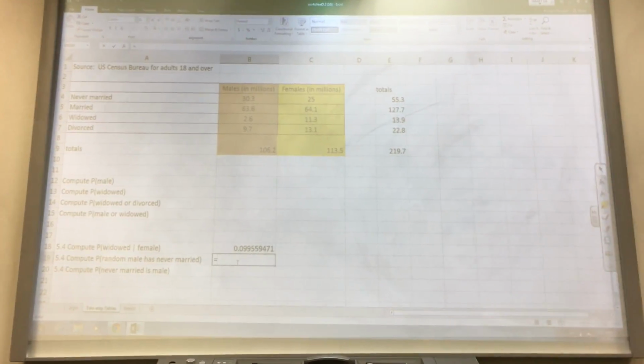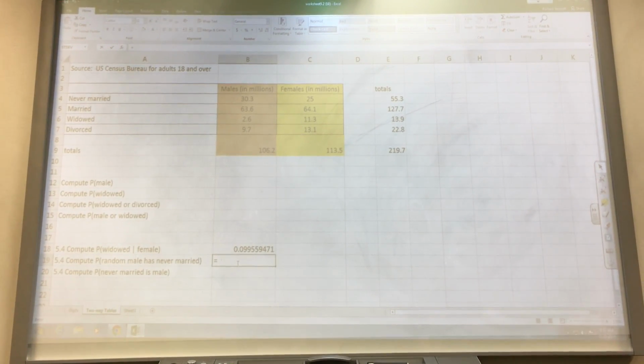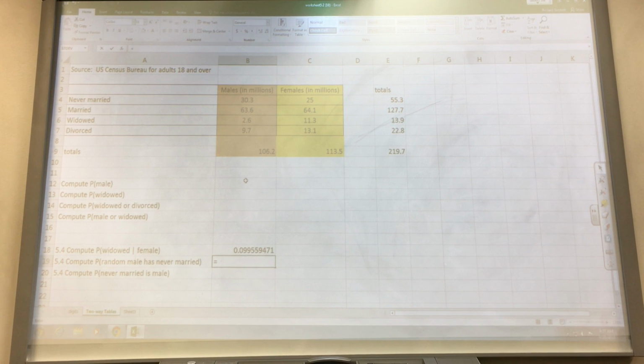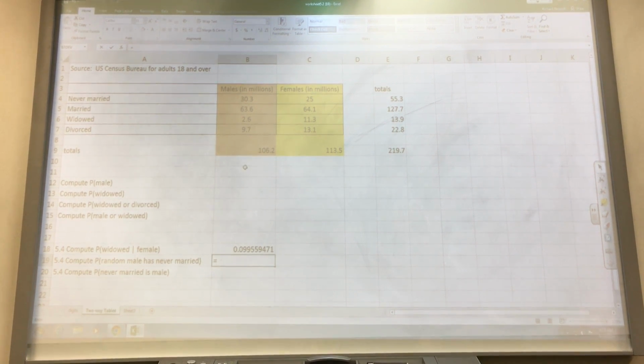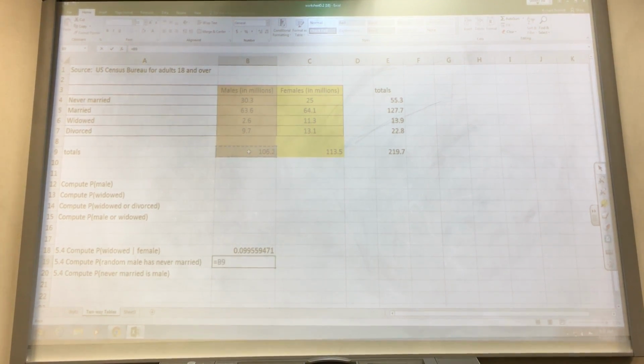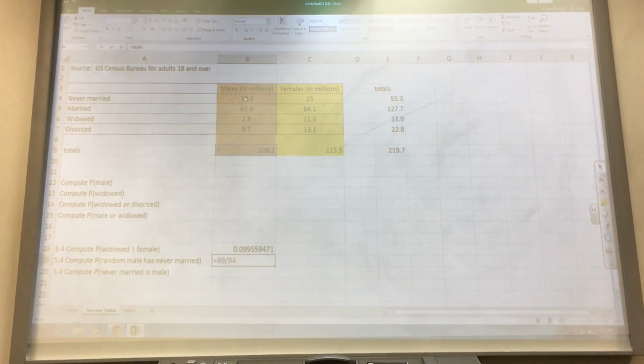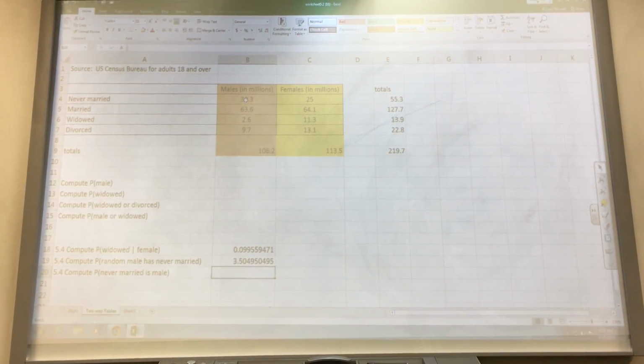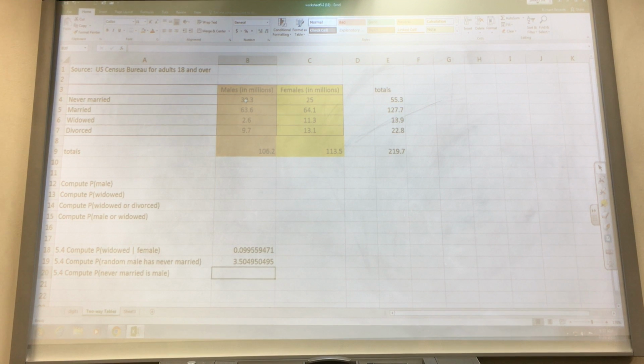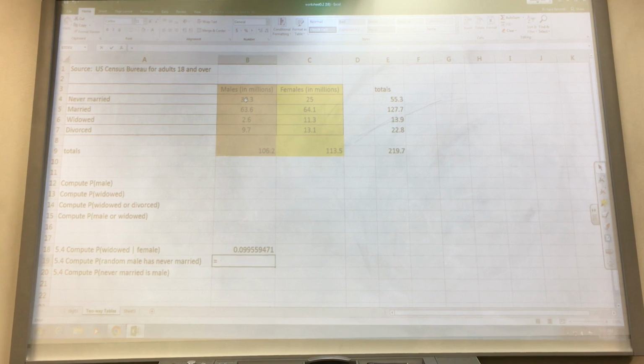So random male has never married. I would take never married divided by the total number of males. What numbers am I clicking on? I would click on 106.2 and divide that by 30.3. That gives 3.5, is that correct? That's backwards, because it can't be greater than 1, right? Correct. Okay, let's try that again. So I would do 30.3 divided by 106.